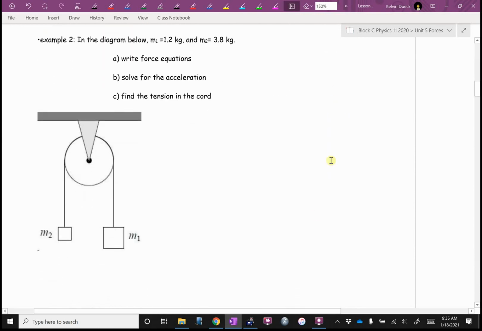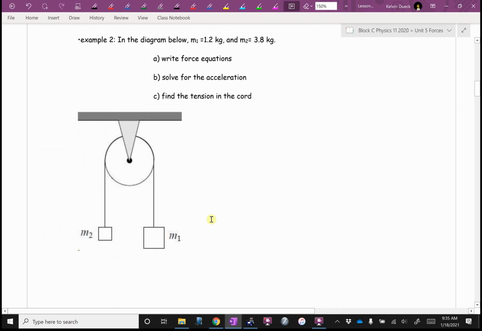I like example 2. You know what? Example 2, will you marry me? There's going to be an Atwood machine on your test. I'll even tell you what I'm going to ask you to find, the acceleration and the tension. Part A says write force equations. I'm not going to give you that as instructions. I'm going to expect you to clue in.